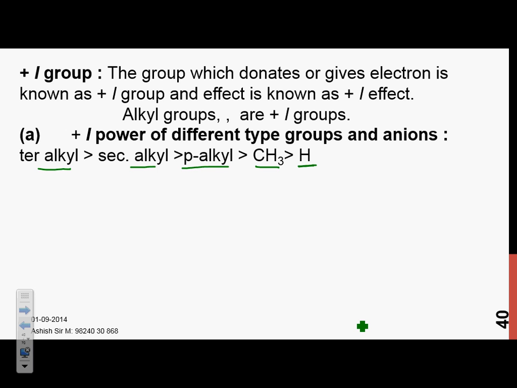Have you understood this? On the basis of this I have explained in detail, because there are lots of concepts which we are going to learn throughout all 4 semesters. This is alkyl group which is donating electron. This is primary. This is secondary. This is tertiary. Tertiary always has higher positive inductive effect. Secondary has less. Primary has less. Methyl has the least among the alkyl groups. And the least of all is hydrogen. Correct, Devas?